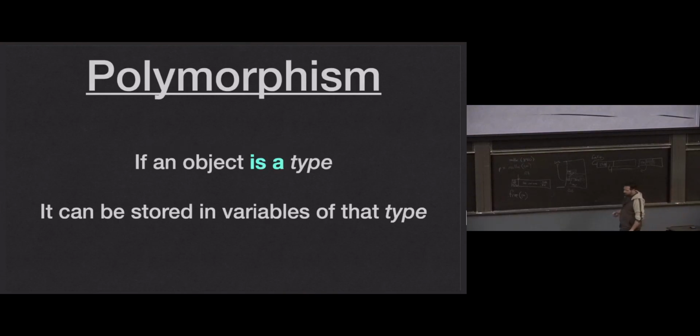So in polymorphism, our big thing, if an object is a type, it can be stored in a variable of that type. This includes classes it extends, abstract classes it extends, or interfaces that it implements. There's so much vocab in OOP. I have trouble getting it all straight during a lecture.